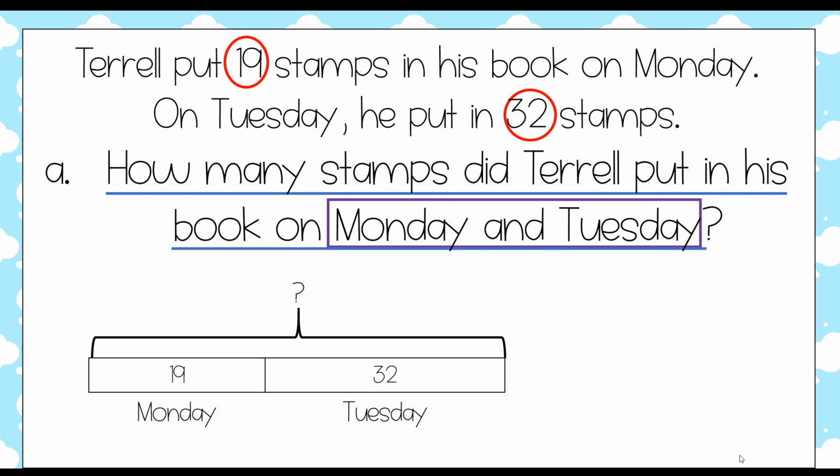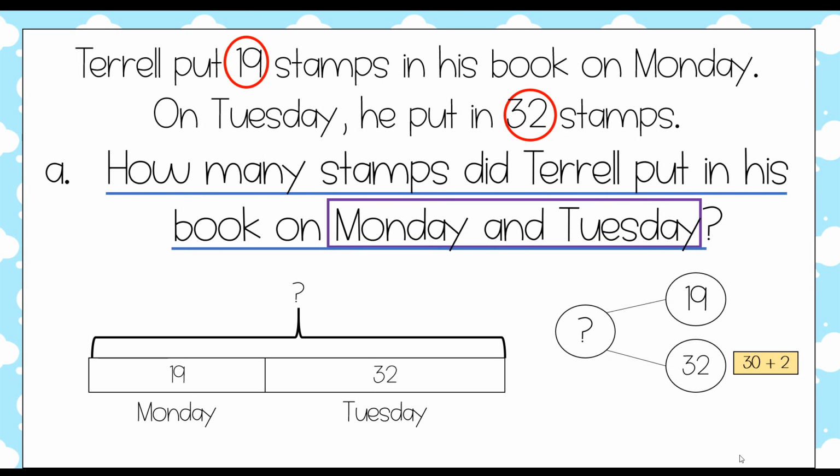So we have both of our parts and we need our whole, which means we're going to add. We're going to add 19 and 32. Well, those two numbers are not easy to add, so we want to try to break down one of them into something that will make it a little easier. I'm going to choose to break down the 32. How would you break down 32 into tens and ones? 30 and 2. 30 plus 2.